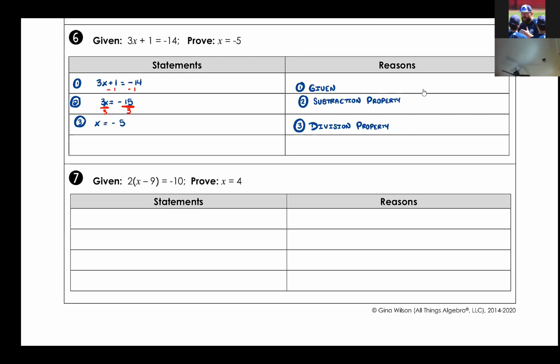Number 7, given 2 times the difference of x and 9 equals negative 10, prove x equals 4. What do you think? What always comes first in a two-column proof? The given. 2 times x minus 9 equals negative 10. How did we justify that? How do we know that information? They gave it to us. I should always get at least the first part of a proof right, even if I miss a day of school.